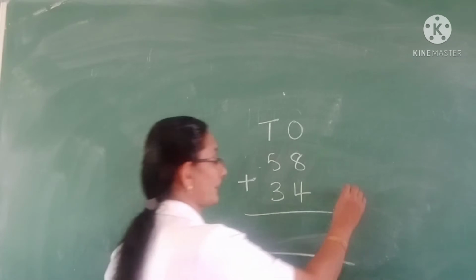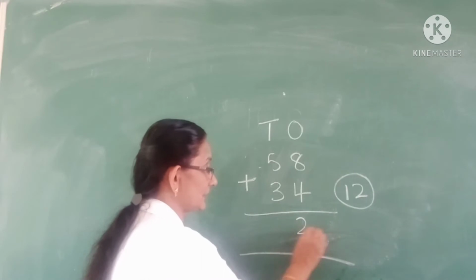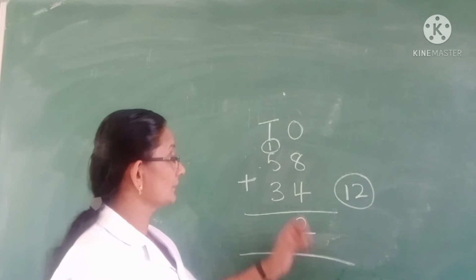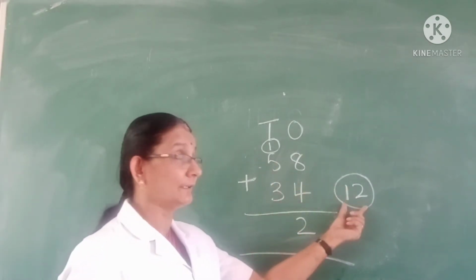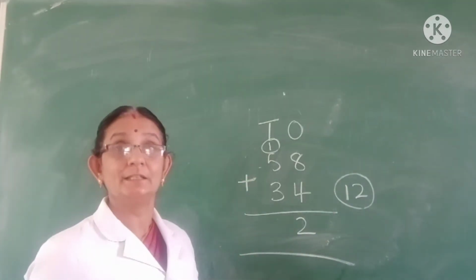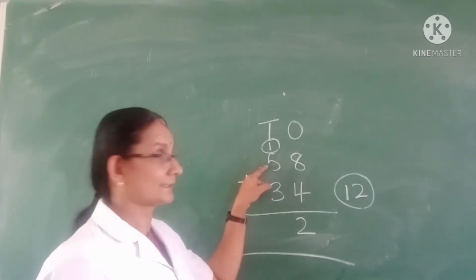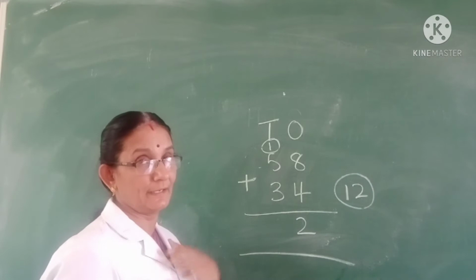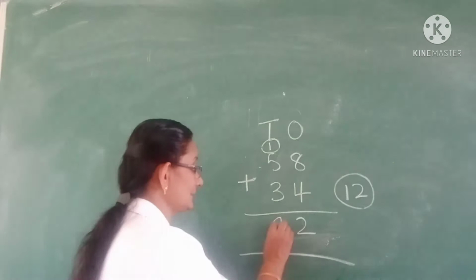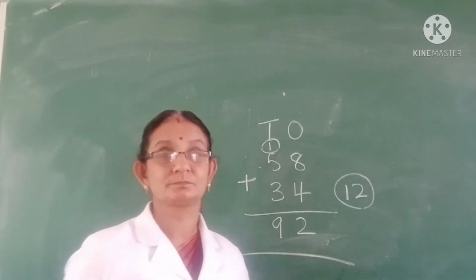Okay? So we have the number 12. And so we have to write 2 in ones place and 1 is carried over to the tens place. Okay? Because we have regrouped the number 12 into 1 ten and 2 ones. So now let us add the digits in the tens place. So 1 plus 5 will give you, yes, 6. Now 6 plus 3, 6 in mind, 3 in hand. After 6, 7, 8 and 9. So the answer is 92. So this is how we do the addition of 2-digit numbers.